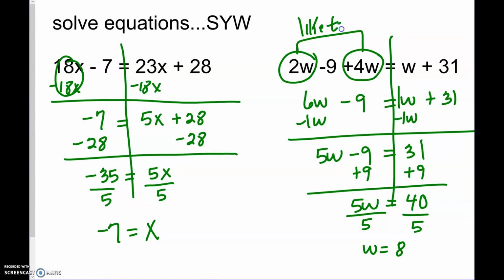All right, so that was like terms on opposite sides, opposite operations, or like terms on the same side. So if they're on the same side, we just combine them. 2w plus 4w is 6w. All right, moving on.